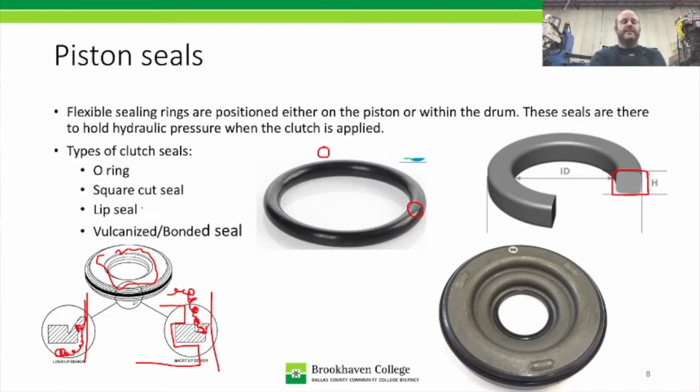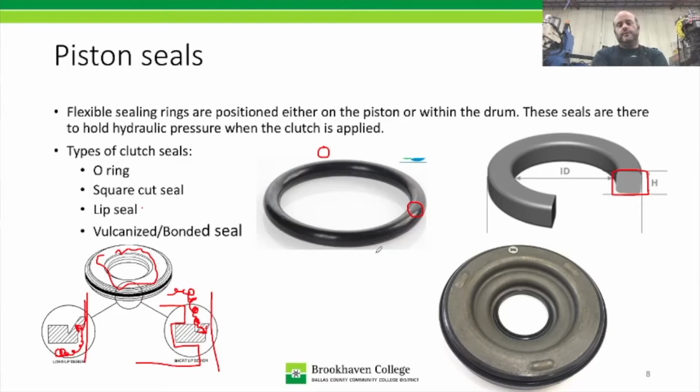The last style is this one here. Notice we've got this black ring around the outside and then a black ring on the inside, and they're both attached to the piston. So this is what's called a vulcanized or a bonded seal piston. This one has the rubber molded onto the piston itself, so you can't replace this seal separately.